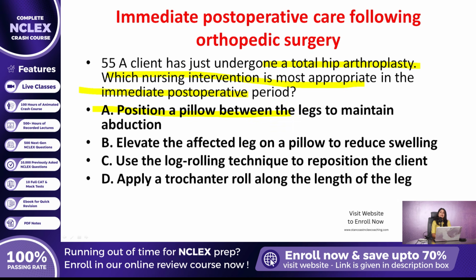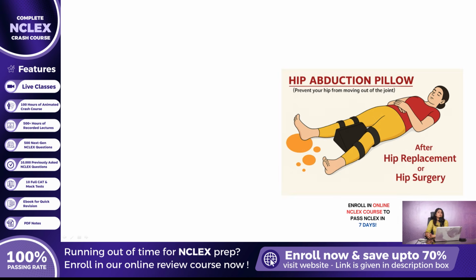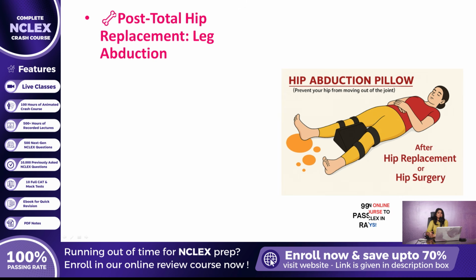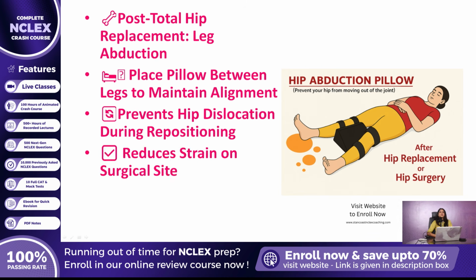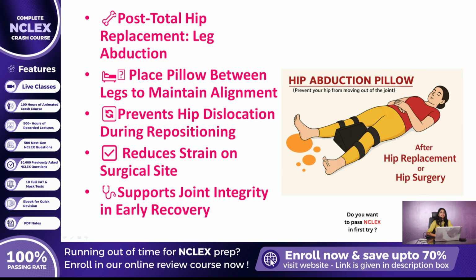Position a pillow between the legs to maintain abduction. After a total hip replacement, maintaining proper hip alignment is critical to prevent dislocation of the prosthetic joint. By placing a pillow between the legs, the nurse helps keep the hip in an abducted position, which reduces strain on the surgical site and supports the integrity of the new joint. This positioning is especially important during turning or repositioning in bed during the early recovery phase.